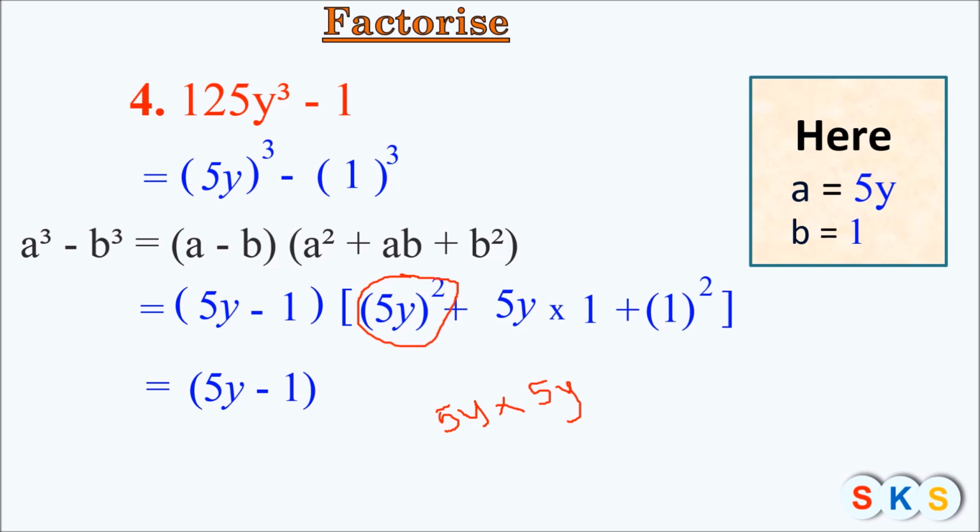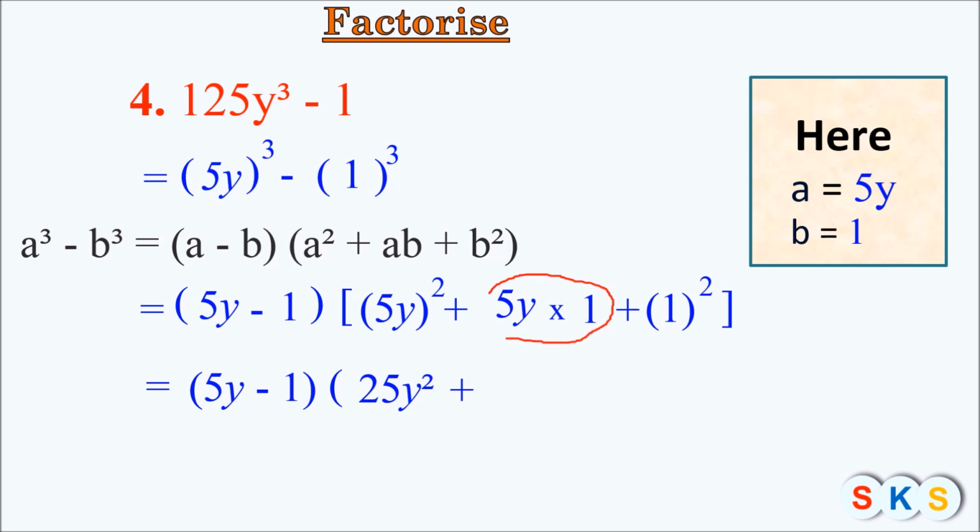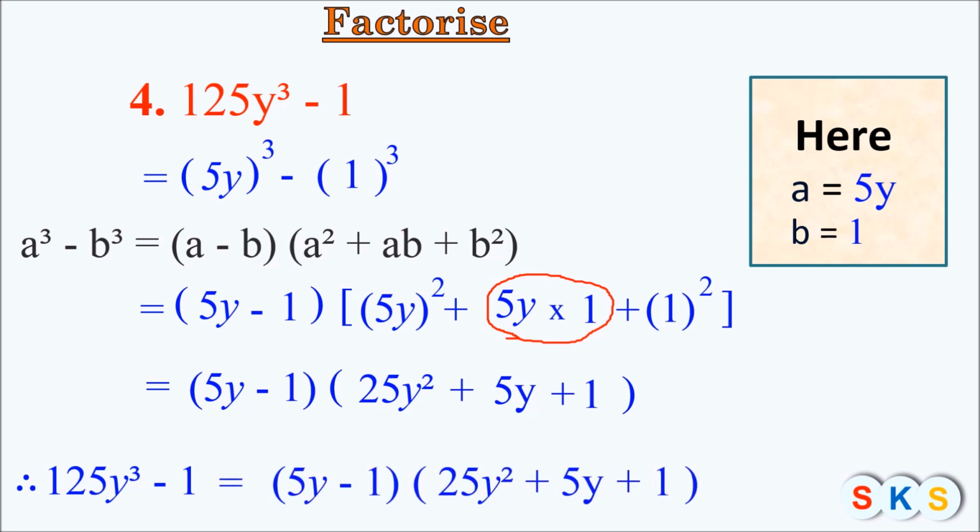So we will get 25y square plus 5y into 1. What will you get? If you multiply 5y with 1, you will get 5y, plus square of 1 will be 1. Close the bracket. Now you can see that the second bracket cannot be simplified further. Therefore, 125y raised to 3 minus 1 equals 5y minus 1 into 25y square plus 5y plus 1.